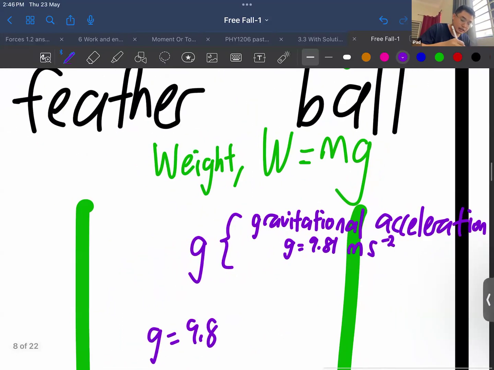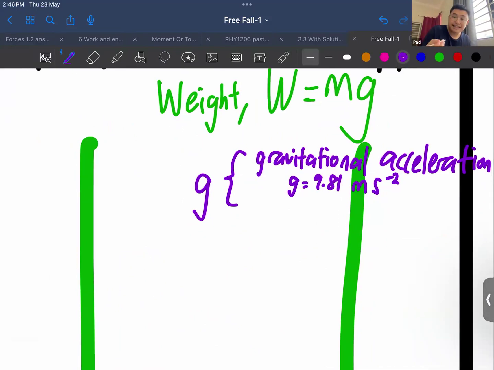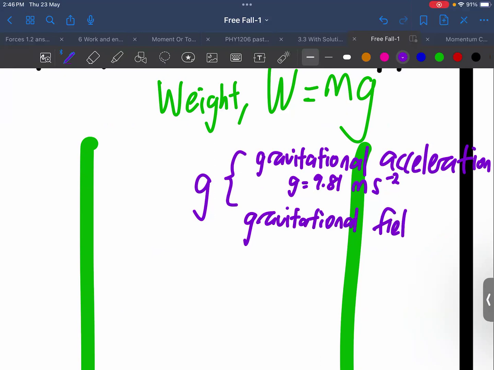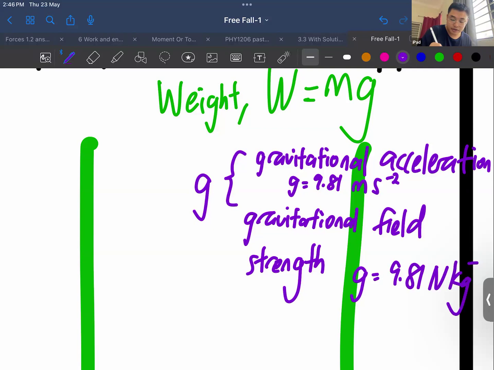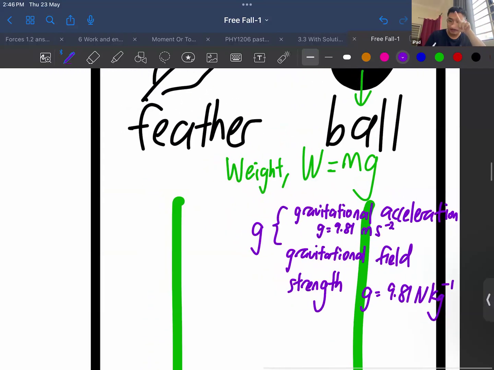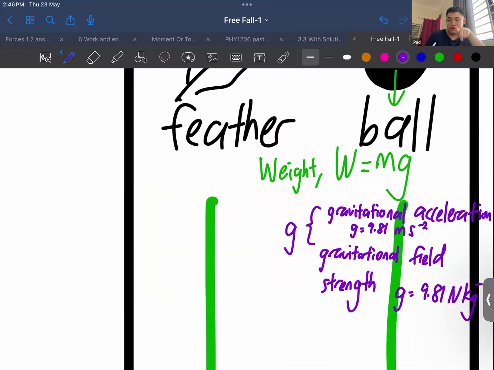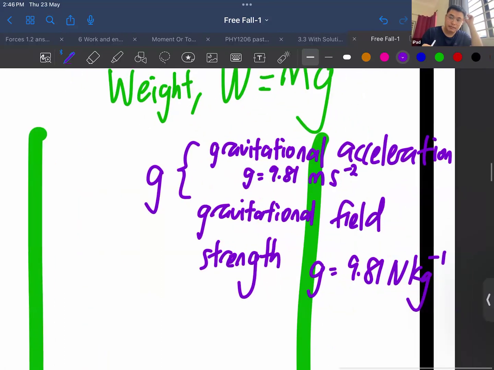There's actually another meaning. We call that gravitational field strength. Are you okay? For gravitational field strength, the definition is force per unit mass. So that's why this is g equal to 9.81 Newton per kg, because it is force per mass. I need your help to remember that the small letter g is known as gravitational acceleration and also gravitational field strength. Am I right? Okay, so this is W equal to mg.